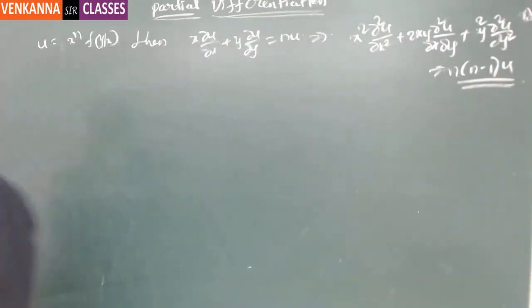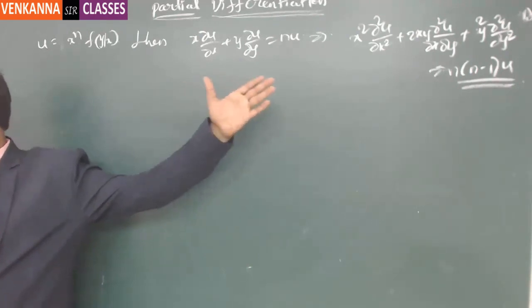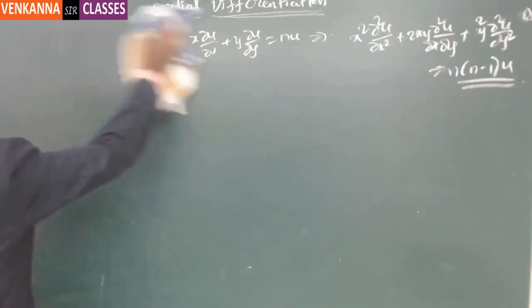First you try on your own to prove that. Take the derivative of this with respect to x and with respect to y separately and then try to get that result. This was done at BTech level, so in that case I will skip that. You can do it on your own. There is nothing great in it.